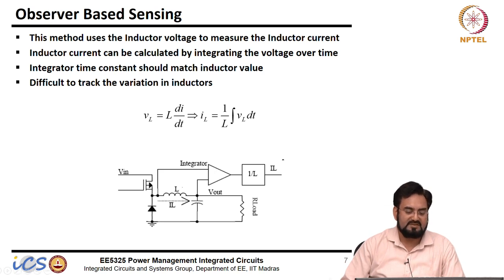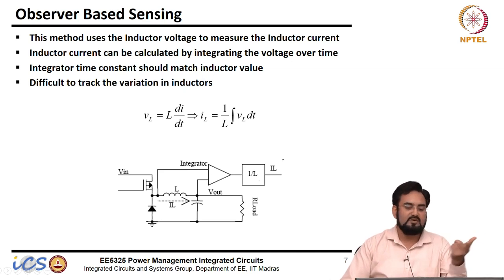So, it is very difficult actually, and another drawback of this is this 1 by L is different than this, because this is an integrator gain and this is L. So, you cannot track the two. So, you need to have a way to measure the inductor value and tune your integrator gain accordingly, only then you can get accuracy, and this will work under no loss conditions.